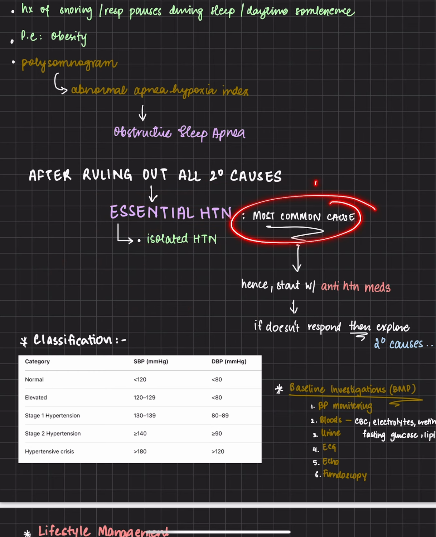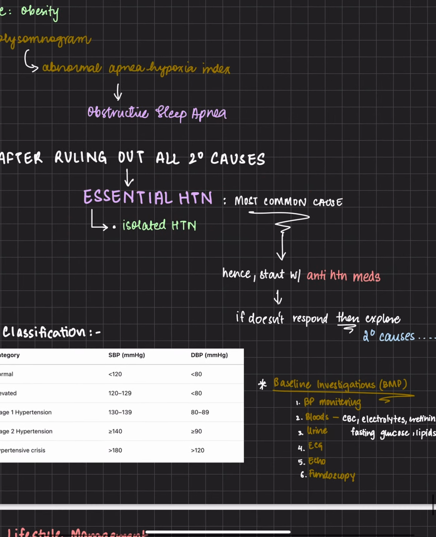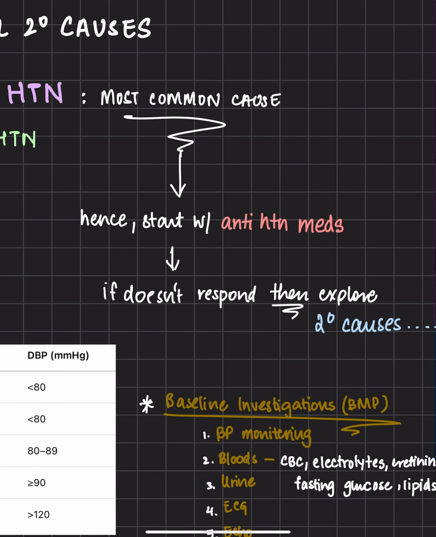This is, of course, the most common cause, like I mentioned, and since this is the most common and only 5% are the remaining cases, it makes sense that you start the patient on antihypertensive medication. And if it doesn't respond, then you explore secondary causes.